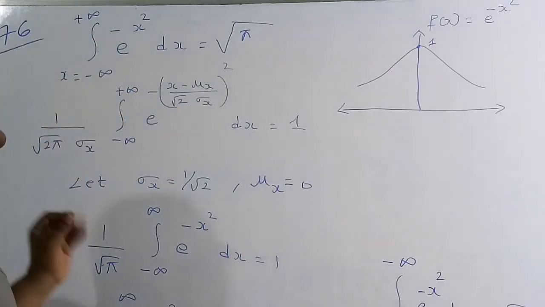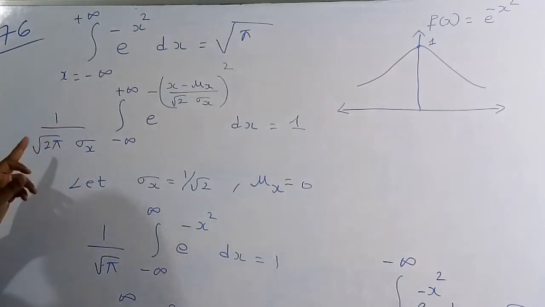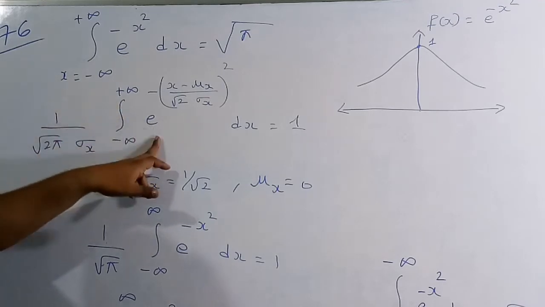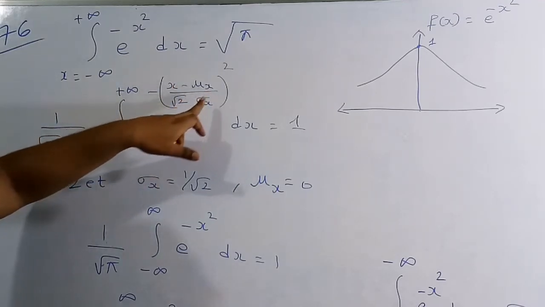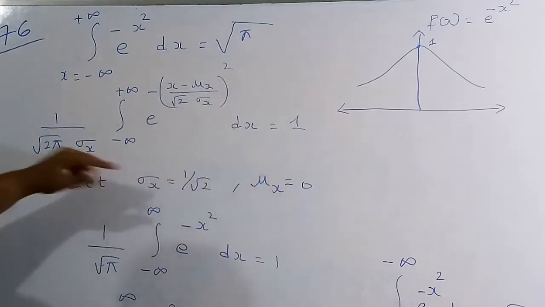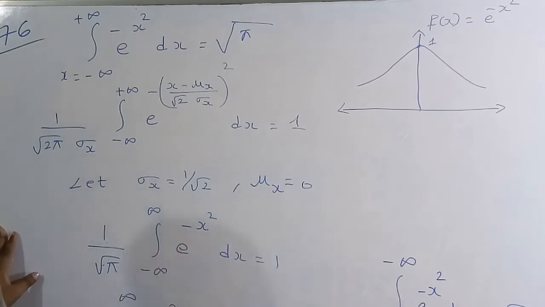Because I have already told you, in the normal distribution the general formula is 1 by under root over 2 pi sigma x, integration from minus infinity to plus infinity of e to the power of minus (x minus mu x) by root 2 sigma x, whole square, dx, is equal to 1. For this expression I am going to assume sigma x is equal to 1 by root 2 and mu x is equal to 0.